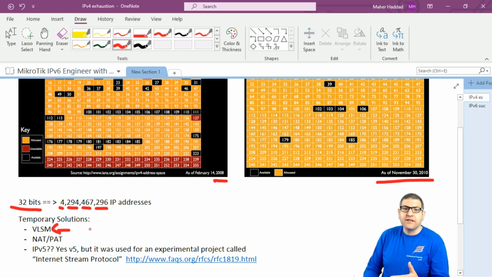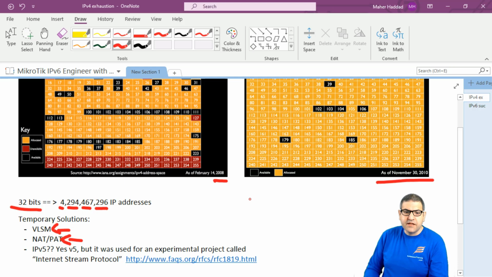So we know that we had a lot of subnetting to be able to provide subnetworks from the same network. That's what VLSM is, variable length subnet mask. And they also deployed what's called NAT or PAT, that's network address translation or port address translation.